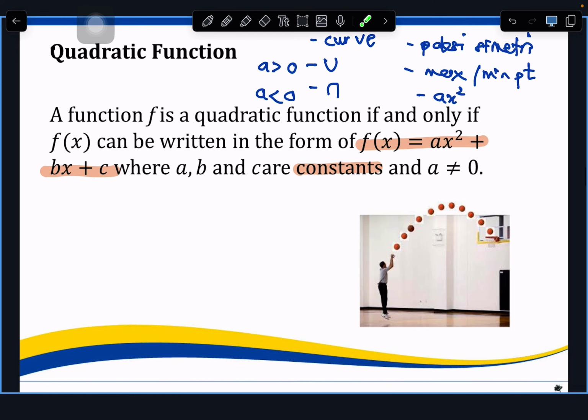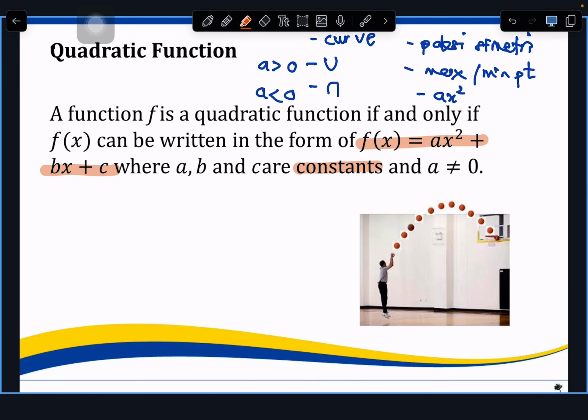Okay. And we do have something down here. Here it says a cannot equal 0. What happens if a equals 0?